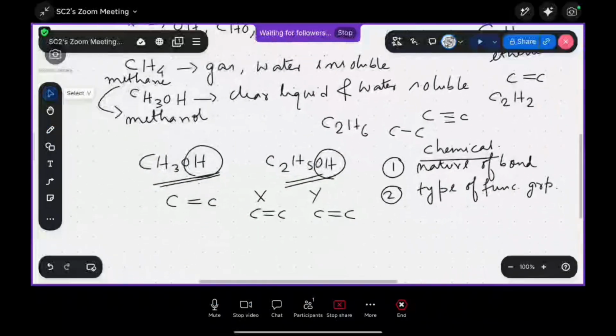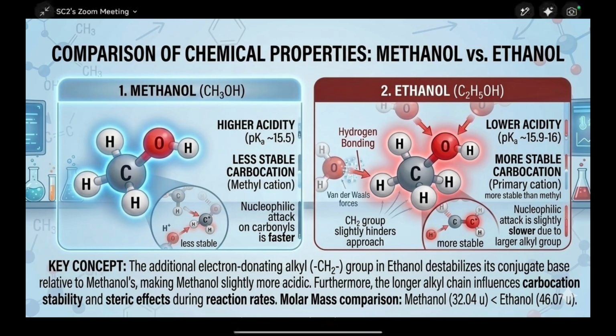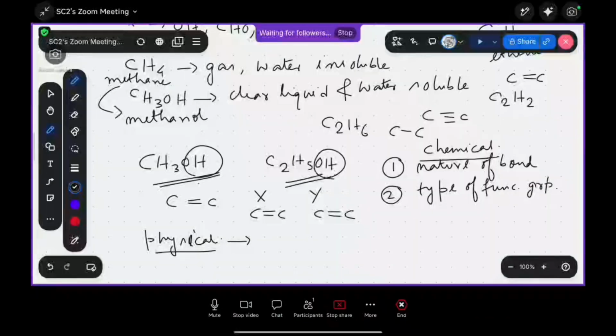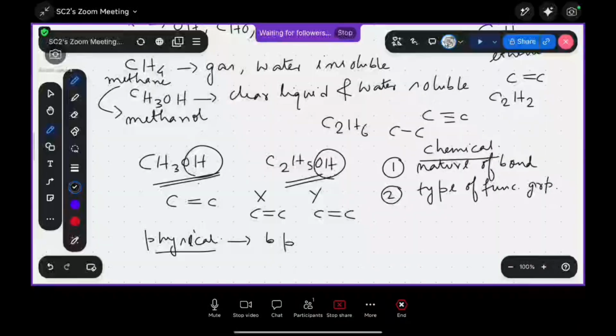But whenever you speak about physical property, the physical property will be different. Different compounds have different physical properties. What are the physical properties? Physical properties are like the boiling point, the melting point, the solubility, the water solubility, etc. These are the various physical properties.